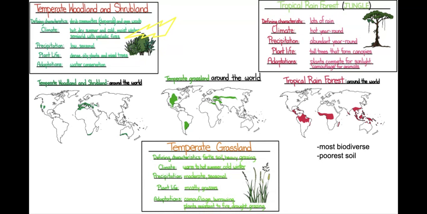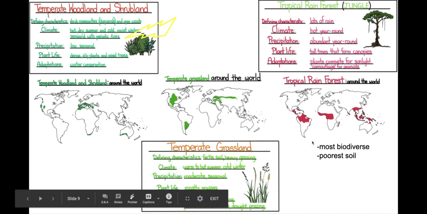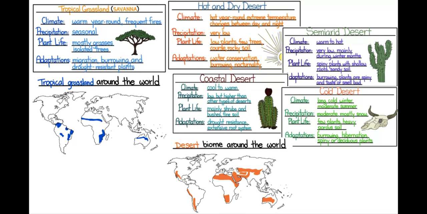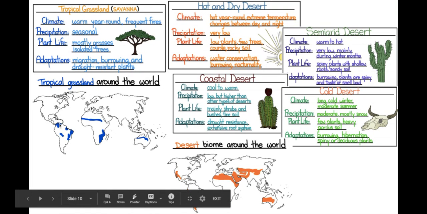Tropical rainforest, the jungle, the one that we know the most, is going to have a lot of productivity for sure, but it's going to have the poorest soil, right? The poorest soil. We know the Amazon. We know some other tropical rainforest in other areas here. It would be important to know. The savanna or the tropical grassland as well.